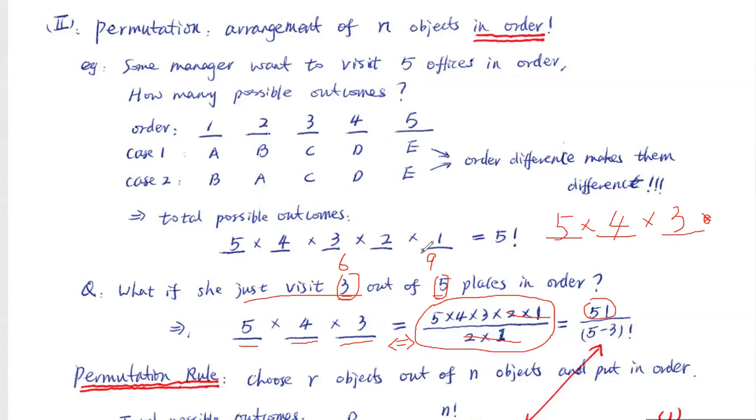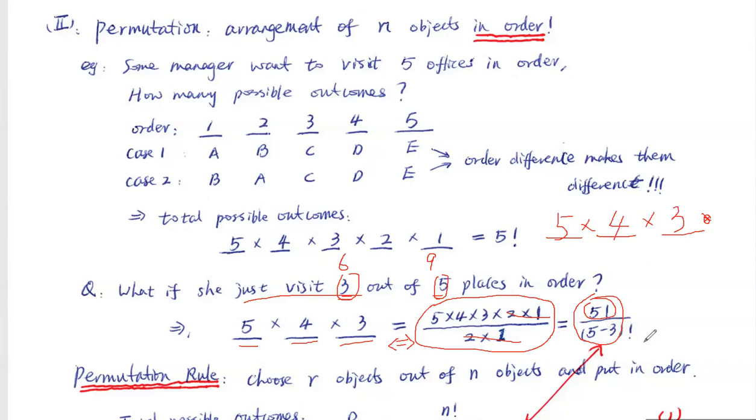Right? So the manager wants to visit 6 out of a total of 9 places in order. So you have A, B, C, D, E, F, G, H, I, 9 of them, but you only want to visit 6 of them. What's the answer? We can write it down because of the hint here. Previously, for 3 out of 5, we can write down the answer directly: 5 factorial divided by (5 minus 3) factorial.